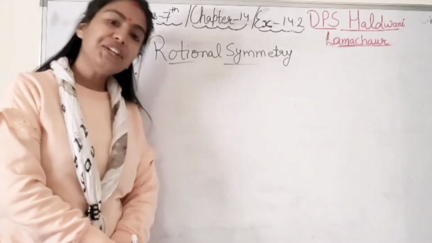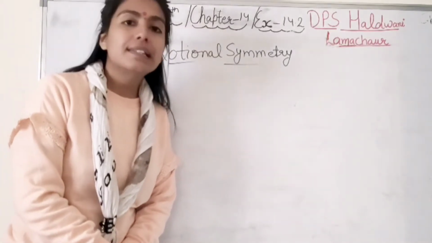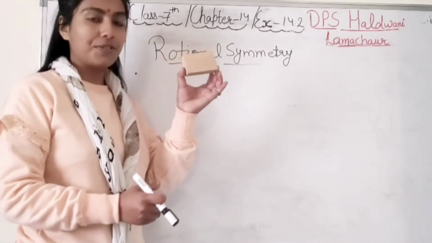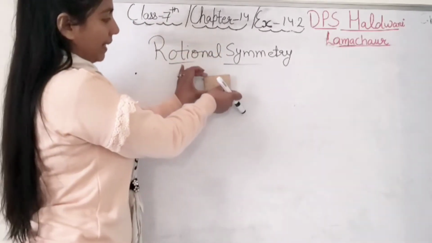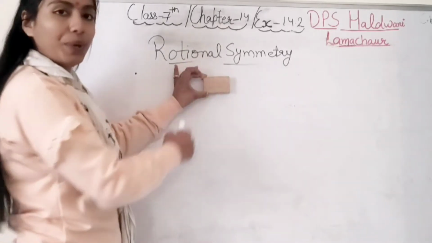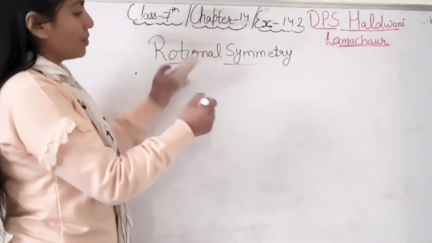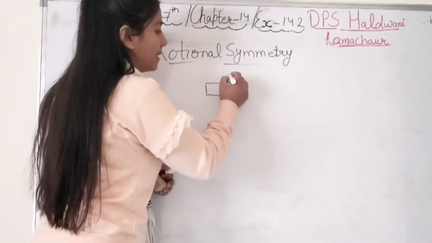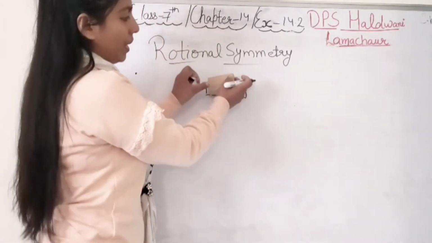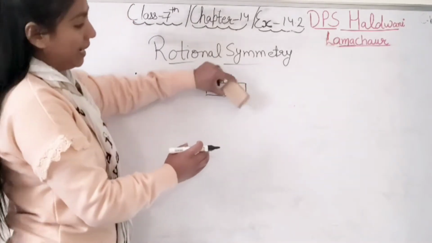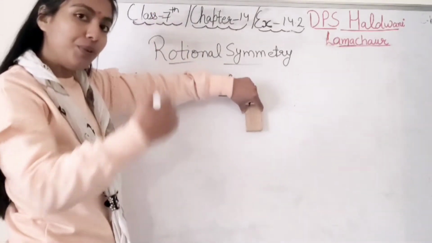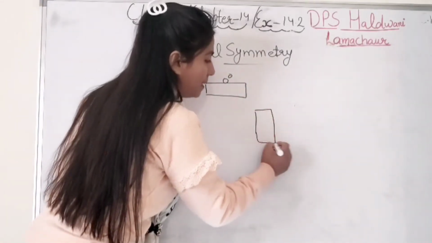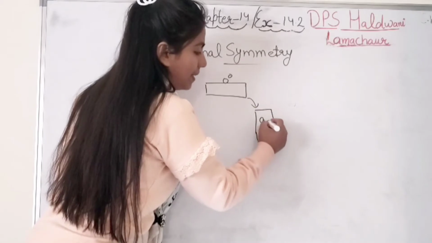See, I am explaining this concept with the help of one example. Suppose this figure I am having is a rectangular shape, right? I am drawing it here on the board. At the starting point, it is at 0 degrees. When I rotate it through 90 degrees, everyone knows 90 degrees, right? Perpendicularly, then its shape will be in this manner. It is at 90 degrees.